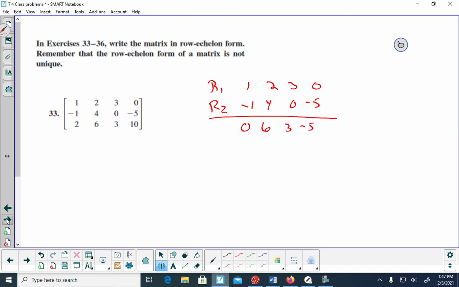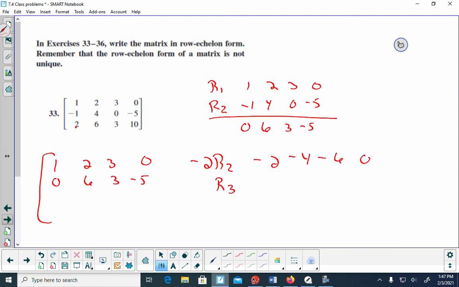So I'm going to have 0, -6, 3. And I'm going to write a new matrix for when I eliminate my X's. And so I'm going to write that here. So the row 1 stays the same. Row 2, I just made that. And now in order to eliminate this X here, I'm going to multiply row 1 by a -2. So I'm going to have -2, -4, -6, 0. I'm going to add row 3, which is 2, 6, 3, and 10. When I add those, I'm going to have 0, 2, -3, 10.